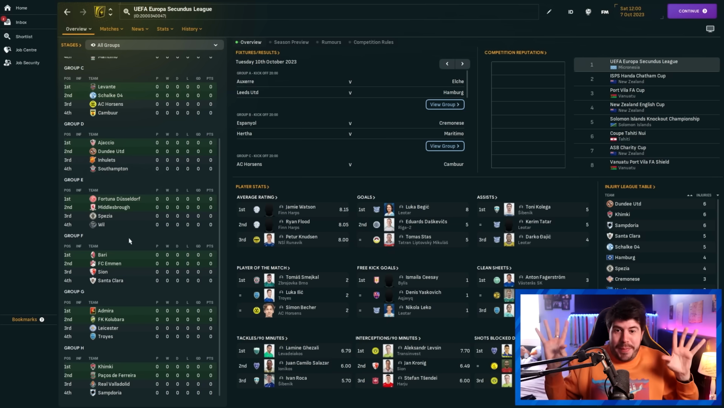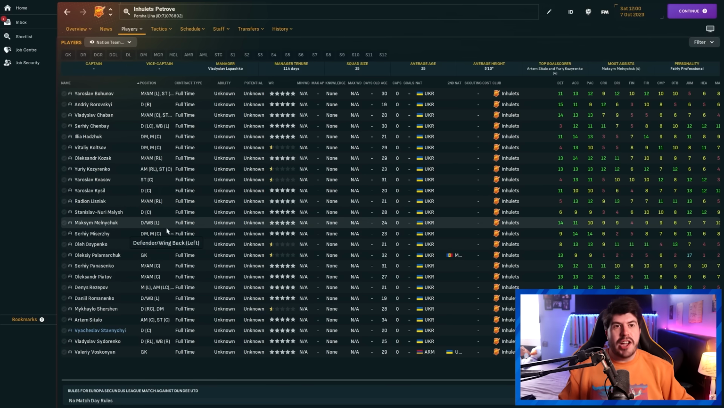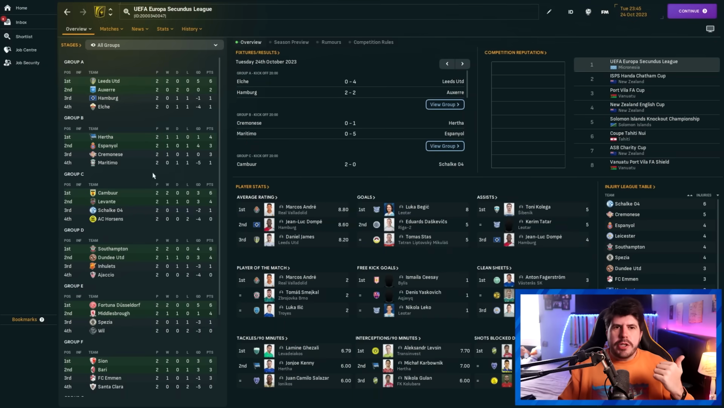It's mostly concentrated on the bigger leagues, but I feel like that will change over time. There are still some smaller sides in here, though, like a second division side in Ukraine, Inhulets Petrove. So keep an eye on them. So after two rounds of fixtures, it seems to be going fairly smoothly.